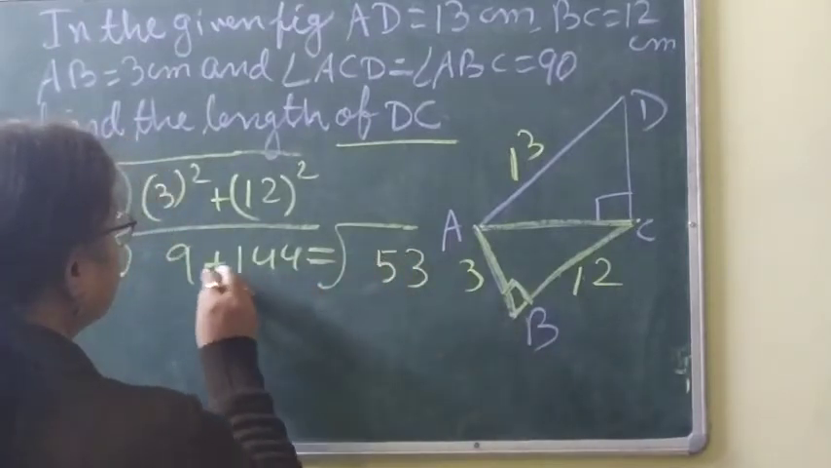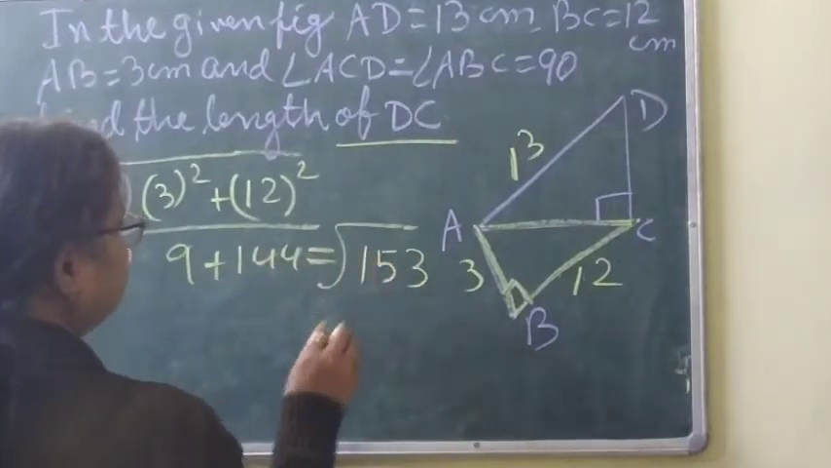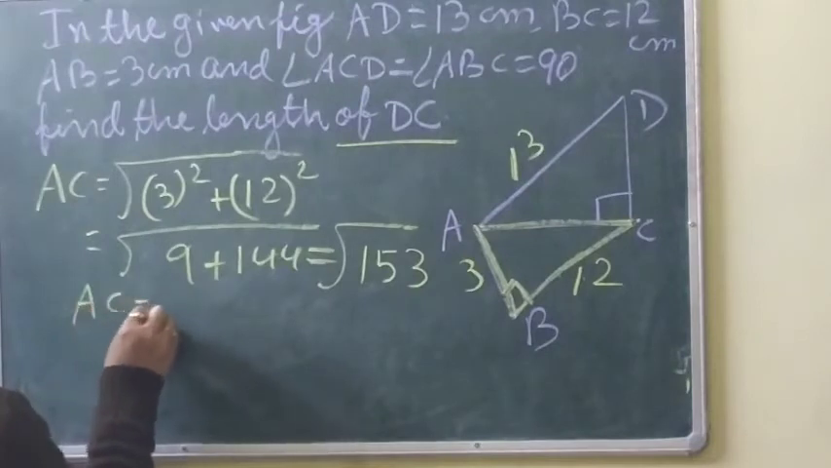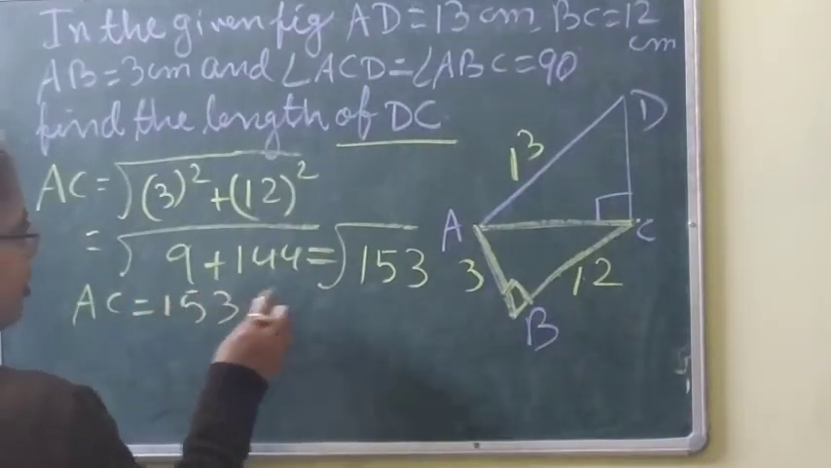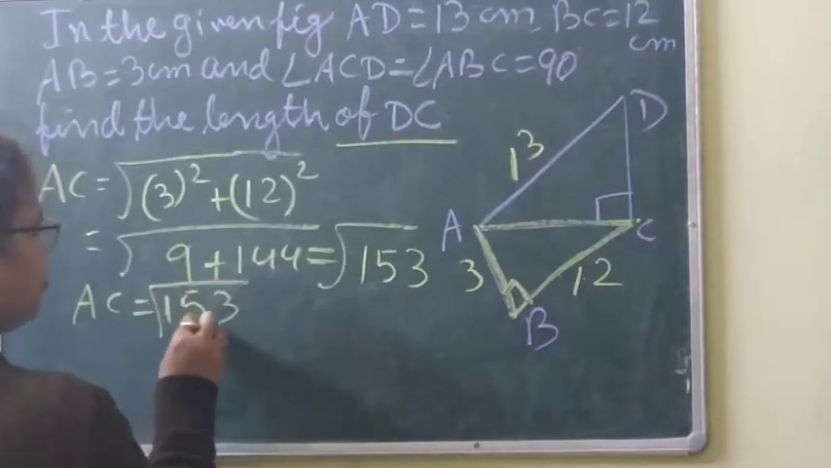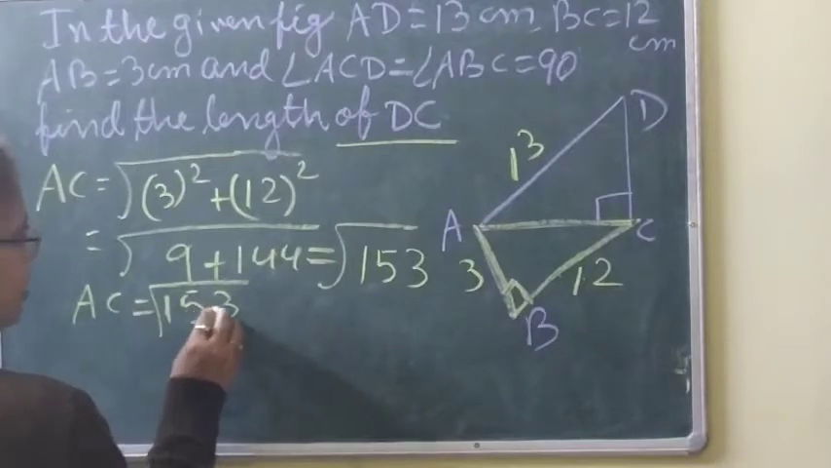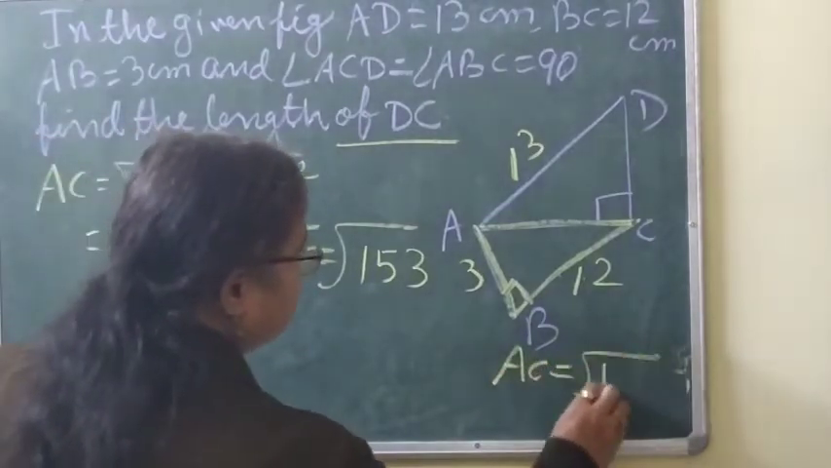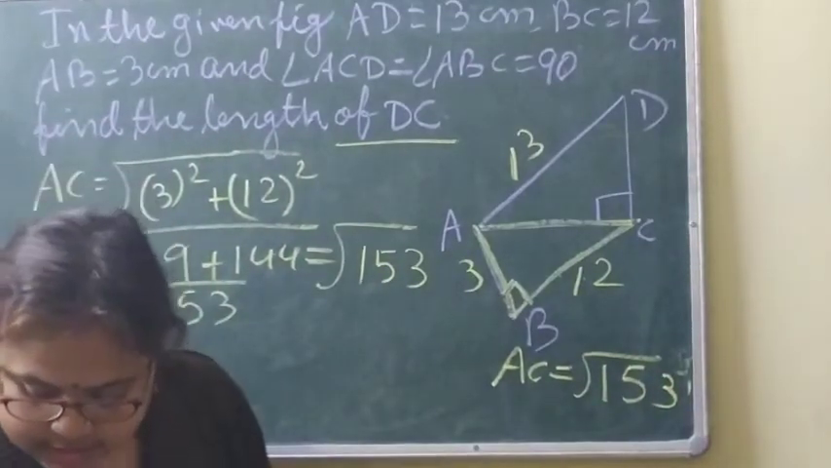153. Clear? So the value of AC is square root of 153, because it is a long process to take out the square root of this. So we will keep this AC like this, square root of 153. Let's see what we get in the next calculation.